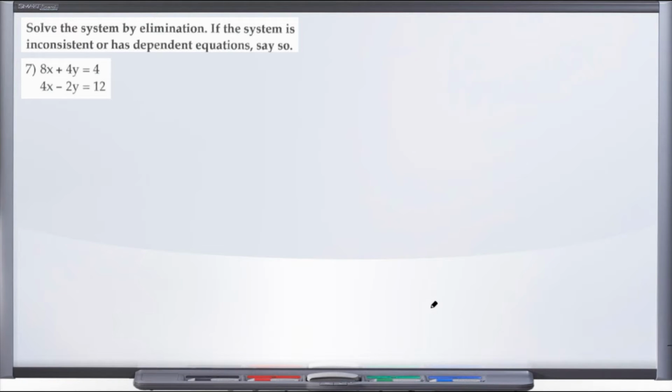So with number 7, we are still solving our system by elimination, and if the system is inconsistent or has dependent solutions or equations, they'd like us to say so. And we're given the system of 8x + 4y = 4 and 4x - 2y = 12.